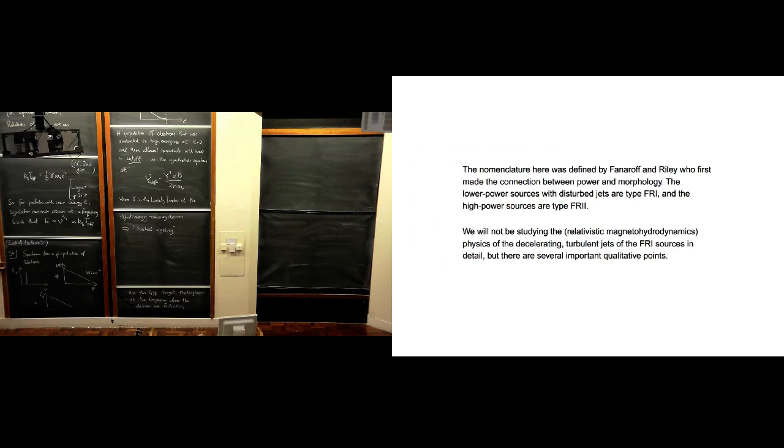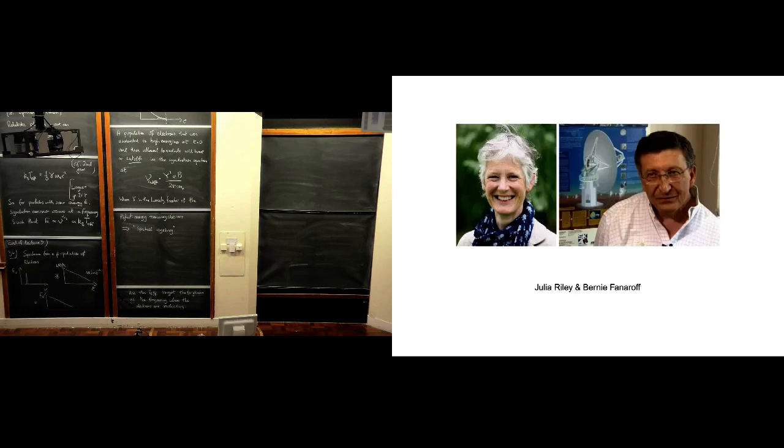And just to use the jargon here, these are called Fanaroff-Riley type 1 and type 2 objects. Of the people who first named them, I just want to name check these two in particular, two pretty giant figures in radio astronomy. Julia is well known because I'm sure you'll be aware that there still is a lot of controversy about Eddington's measurement of the deflection of the sun in the eclipse.